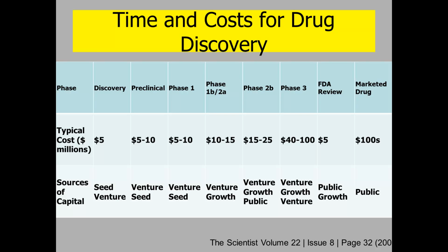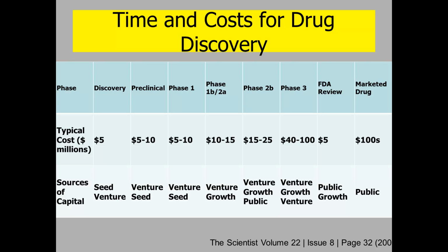It costs at least $5 million to do the FDA review of all the data and work with your statisticians and physicians to put the package together to be reviewed. And then finally, it's hundreds of millions of dollars to market the drug and manufacture it and bring out large amounts of it.